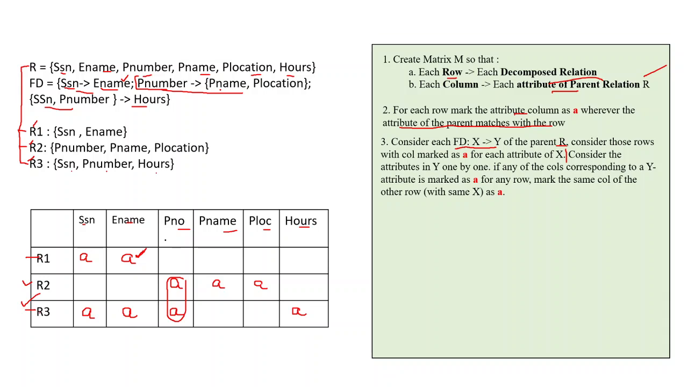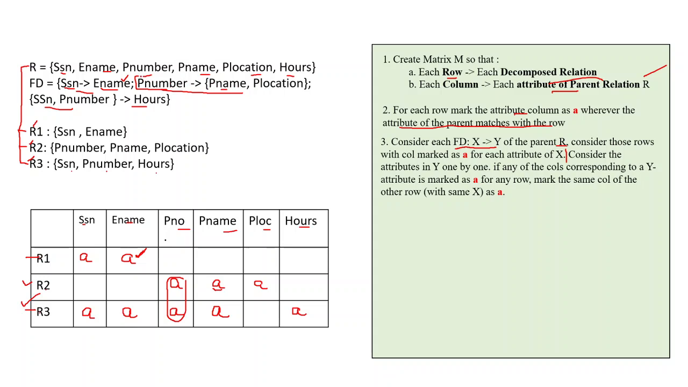So the first Y attribute in this case is P name. Now let's find which of R2 and R3 have the P name marked as A. So we have R2, this row R2 which has the P name marked as A. Now since this is marked as A, we will mark the P name column of R3 also as A. Now here the thing is, if this was not marked as A, you couldn't have marked this as A. You had to leave it blank. Okay, next we move on.